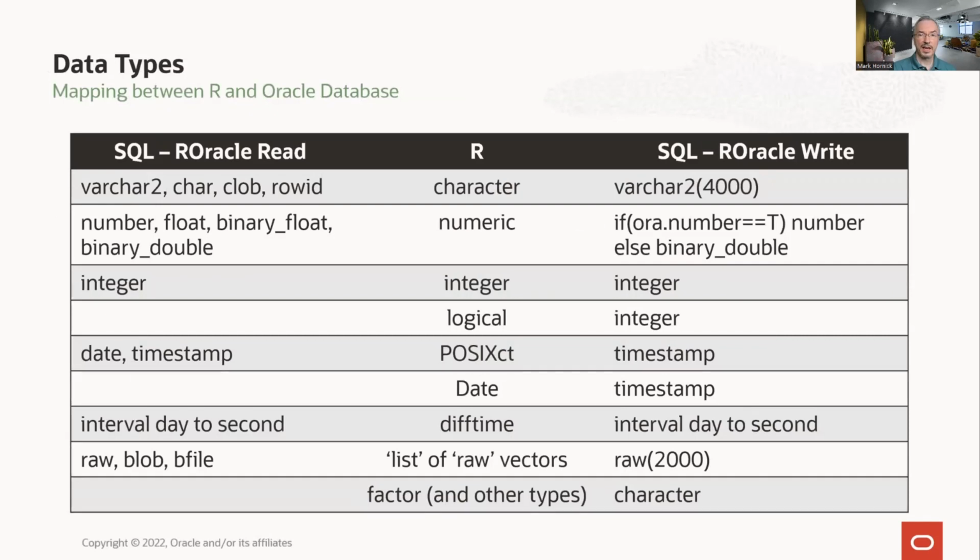Just for reference, here's a mapping between R data types and Oracle Database. The OML for R mapping follows that of ROracle for this processing. For example, if the database has a column of type date or timestamp, this is mapped to R's POSIXct data type. If an R data frame has a column of type POSIXct or date, this gets written to the database as type timestamp.